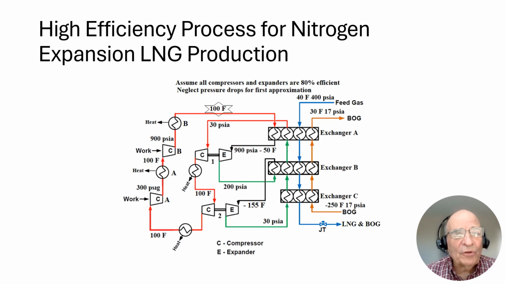This is a much more advanced process. You see there are one, two, three, four compression stages, and there are two expansion stages. So let's follow this process. This is your main nitrogen compressor, and it compresses up to 300 psi. Then it has an intercooler, gets rid of heat. This is a much more efficient way to compress.